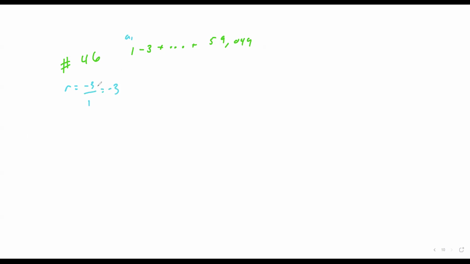So I have my ratio, I have my a sub 1, but I don't know what n is. So to figure out n, I'm going to plug in the last term here, and I'm going to set it equal to my a sub 1, which is 1, times my ratio, which is -3, raised to the n minus 1. So to calculate this, this will be 59,049 equals -3 raised to the n minus 1. Let's see.